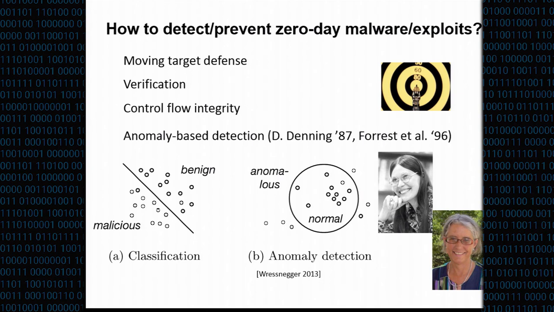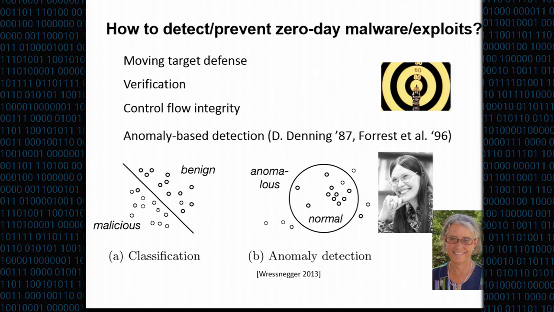Anomaly detection, so I show pictures. This is Dorothy Denning. This is Stephanie Forrest. The basic concept is that instead of having a binary classification where you say, okay, this is bad, this is good, and you know what the bad looks like, what the good looks like, here you don't know what the bad behaviors, the anomaly behaviors, are. However, you do know what the normal behaviors are to a certain extent, what your expectation is.